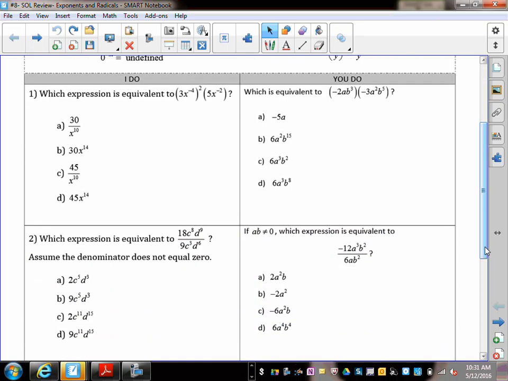Alright, let's just go ahead and start knocking out a few of these. Number 1 says, which expression is equivalent to 3x to the negative fourth, the whole thing squared, times 5x to the negative second. Okay, so what do you guys think we should do first here? Distribute. Good. What are we going to distribute, Trent? Good. I'm going to distribute my exponent here to both the 3 and to the x. So let's see. I'm going to start calling on people. Morgan, what is that going to give me?